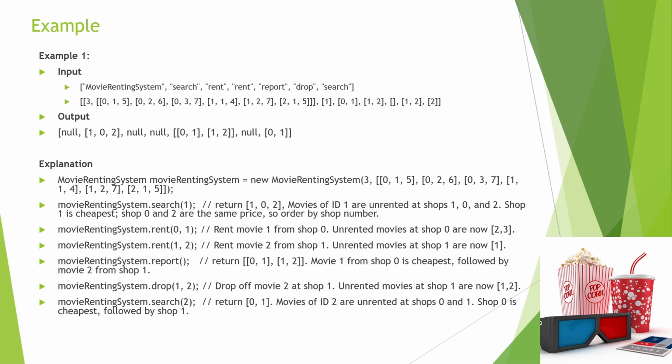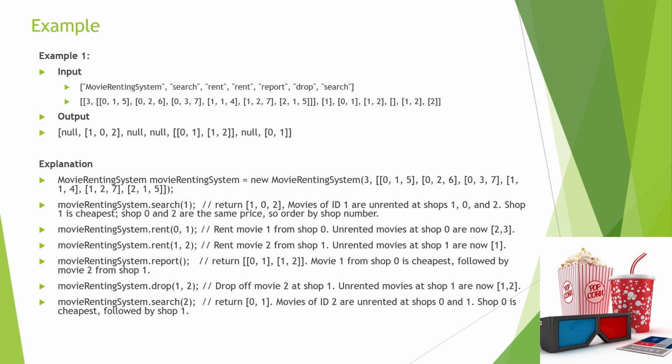So let's understand the problem by an example. First, the movie renting system is given where you will be given the entries. Each entry represents which shop has which movie and at which price. Then a combination of search, rent, report, and drop inputs, where search represents: give me the sorted list of shops that carry a movie i.